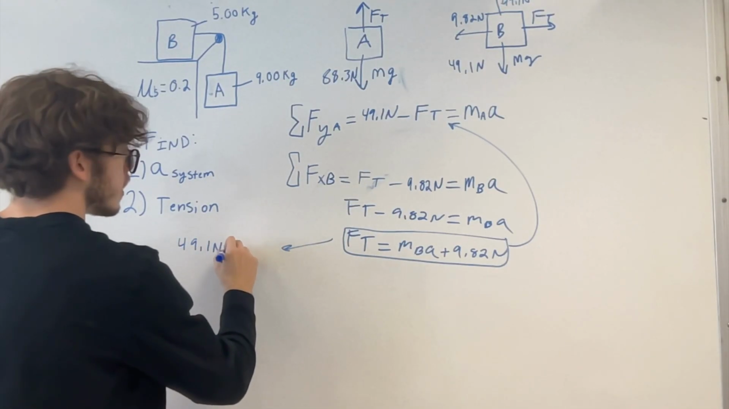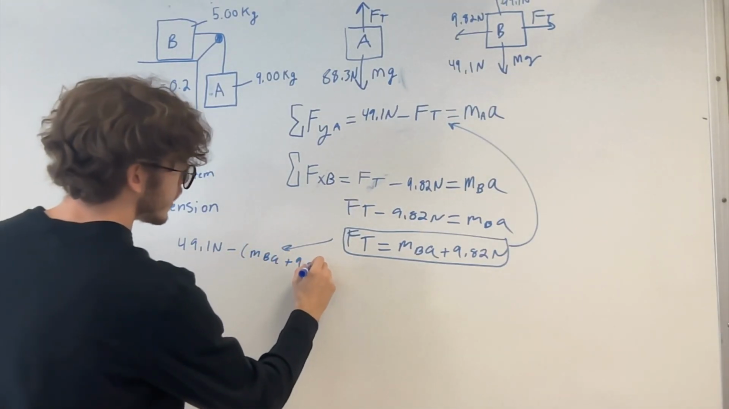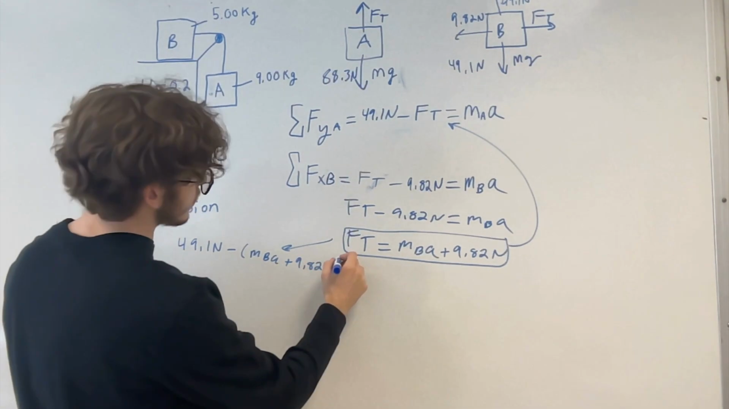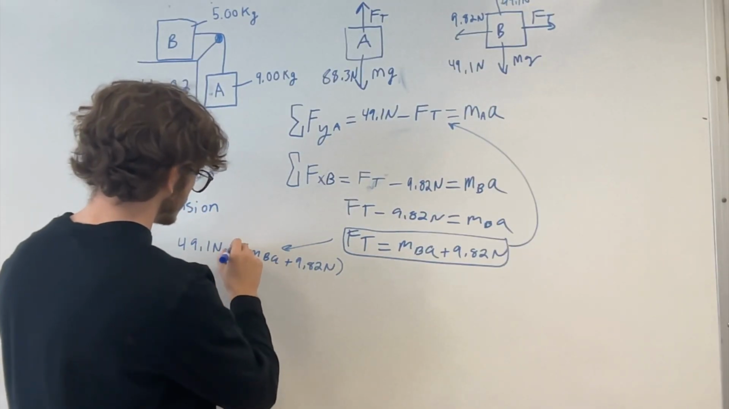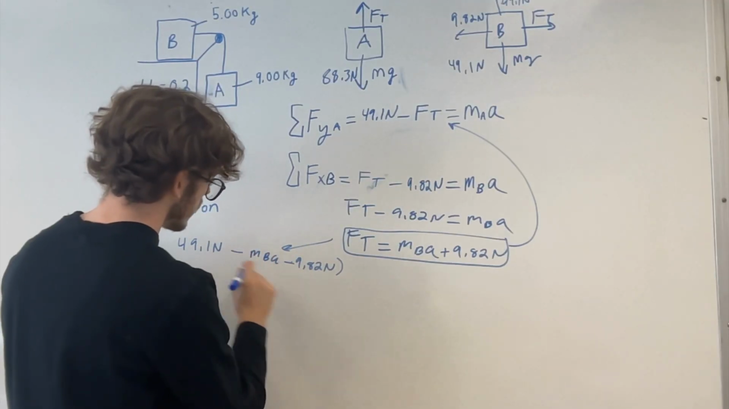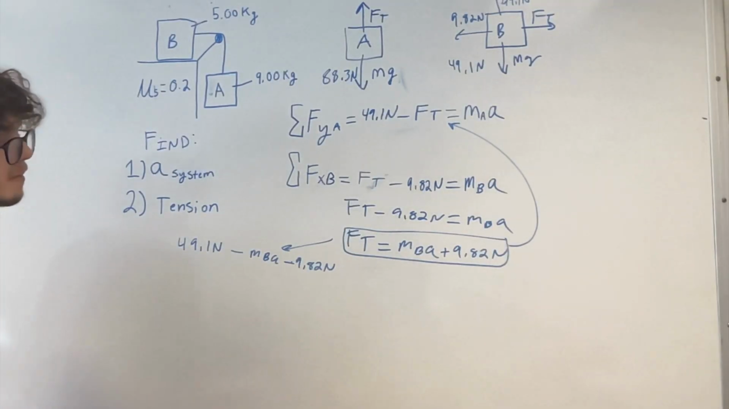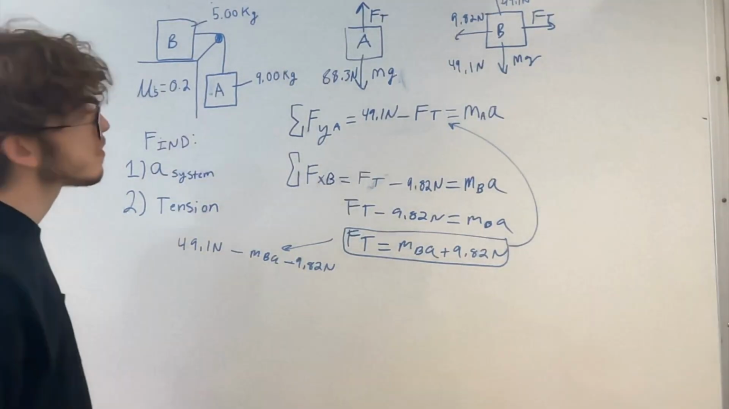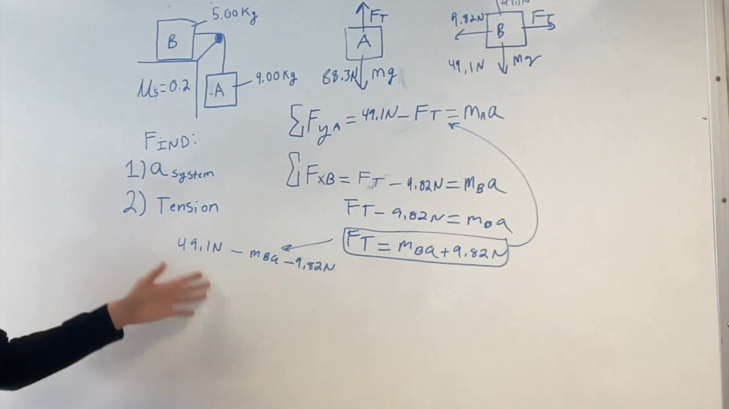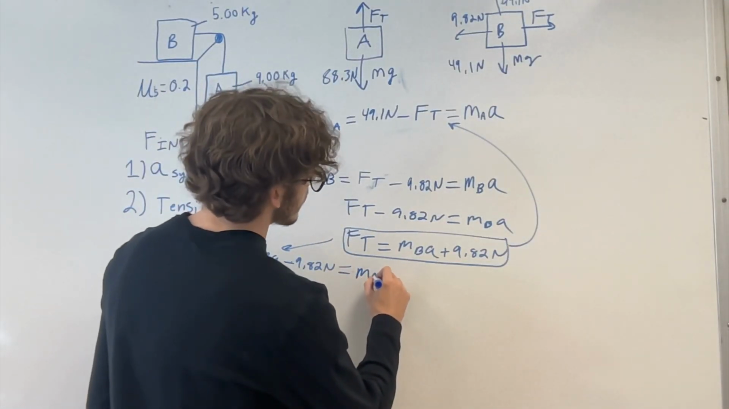49.1 newtons minus, and let's take mass of B times A plus 9.82 newtons, right? We're going to distribute this negative so we don't get confused. So let's turn this into plus, minus, let's drop the parentheses. So it's 49.1 newtons minus mass of B times A minus 9.82 newtons, right? Just some simple algebra, and it can trip you up. And if it does, I'm sorry, it happens. It happens to the best of us. And then we're also going to have that equal to the mass of A times A.